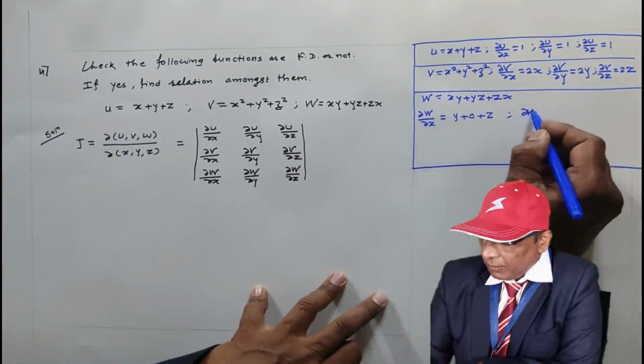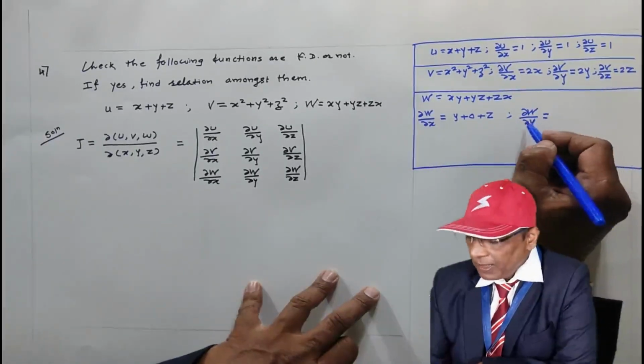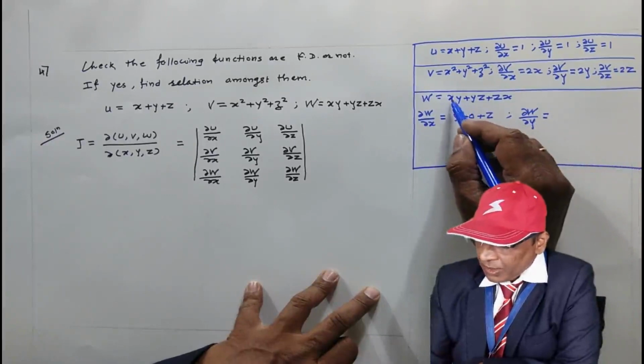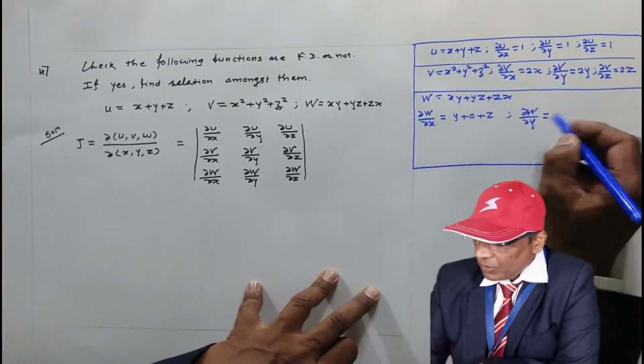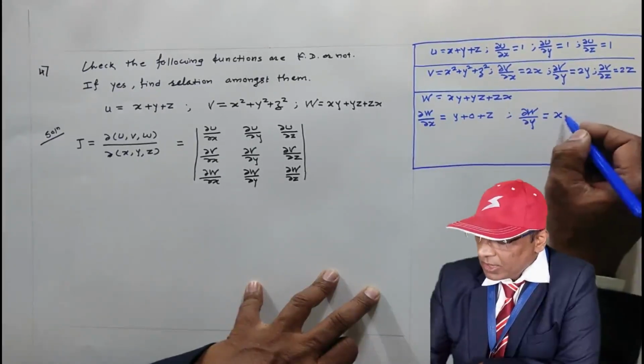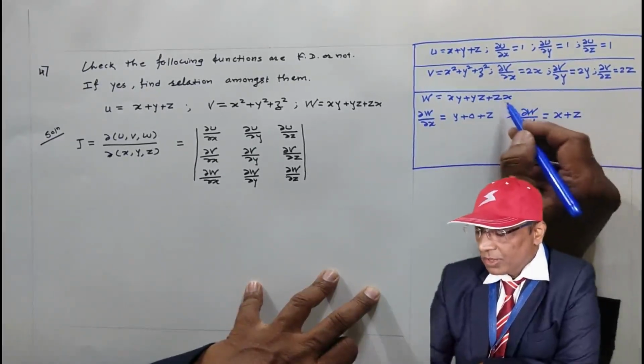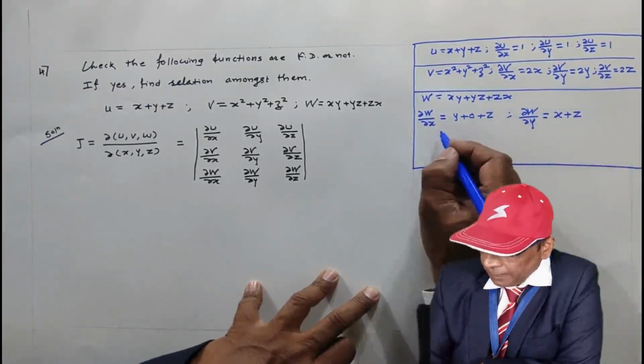Del w by del y, with respect to y now, keeping x and z constant. Derivative of y is 1, x is constant. Derivative of y is 1, z is constant. And the derivative of this term will be 0 because z and x are constant.